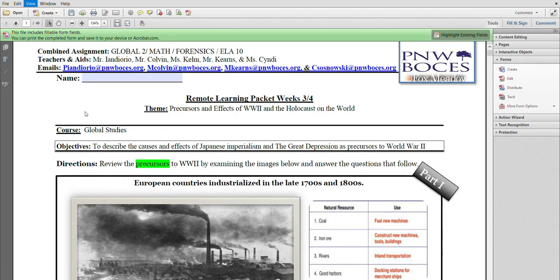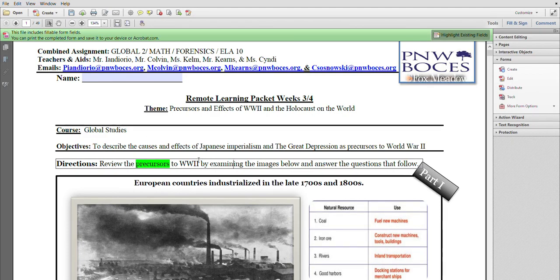So you just heard the read aloud read you the objectives for the global studies portion of the packet. You can choose any of the text within the packet, like the directions, and the read aloud reader will read it to you. It will be helpful to some students with the longer blocks of text.